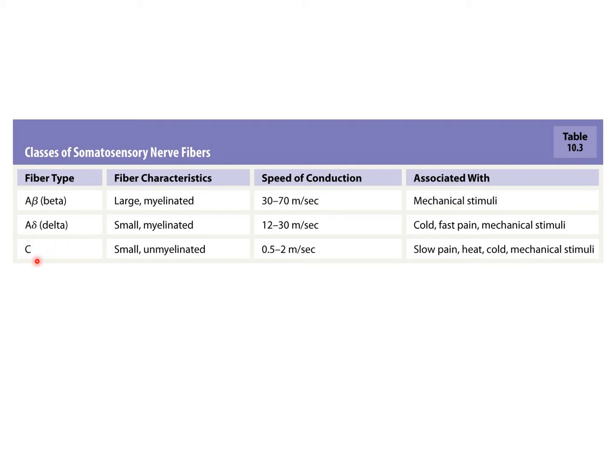C unmyelinated fibers are the smallest. You can see they're much smaller, so their kinetics are going to be slower. They're unmyelinated, so slow pain, that's the big one here. Yes, they can feel heat, some cold, some mechanical stimuli, but the big difference is in this fast pain, very localized, slow pain, less localized.